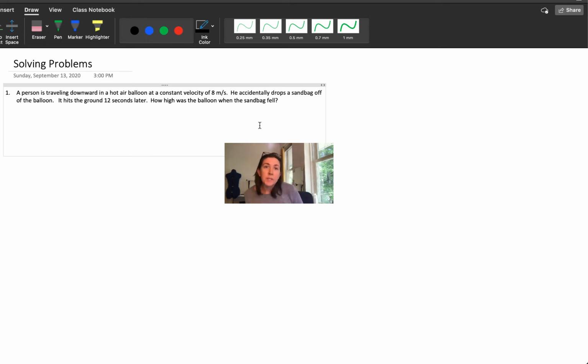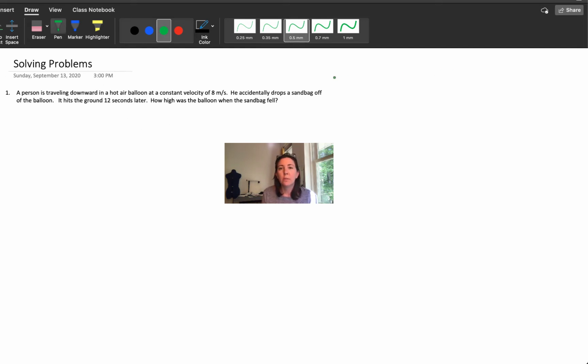I'm going to go through the steps of solving a kinematic equation. This problem is from the assignment classwork examples that you'll have to work through this week. So let's just start. A person traveling downwards in a hot air balloon at a constant velocity.